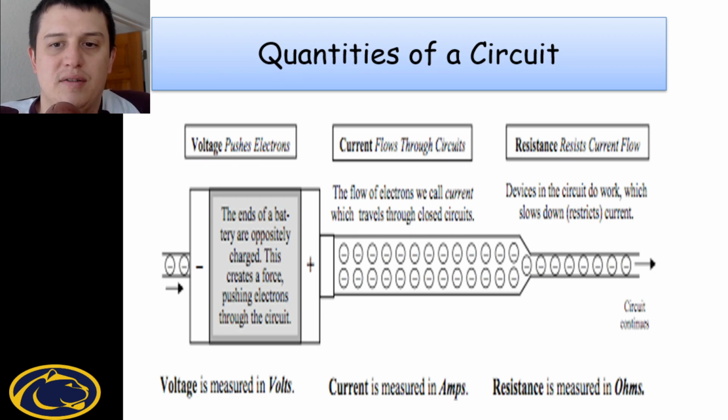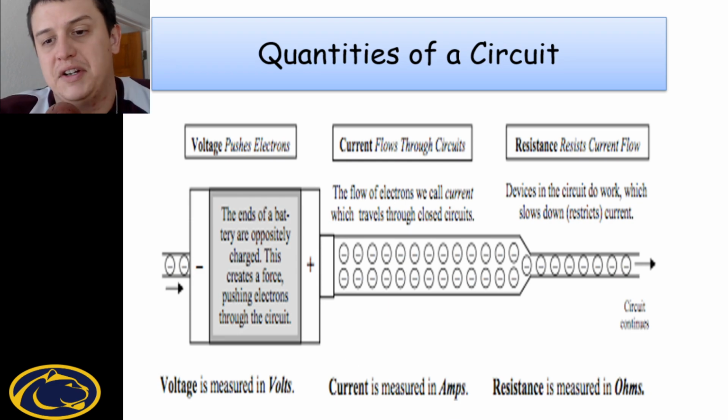Quantities of a circuit. Voltage pushes electrons, measured in volts. That's the first one here. So that's what you get from the battery. Current flows through circuits. The flow of electrons we call current, which travels through closed circuits. So when those electrons start flowing, you see all these negative charges here. That's the little electrons. That's what's causing your current. Current is measured in amps.